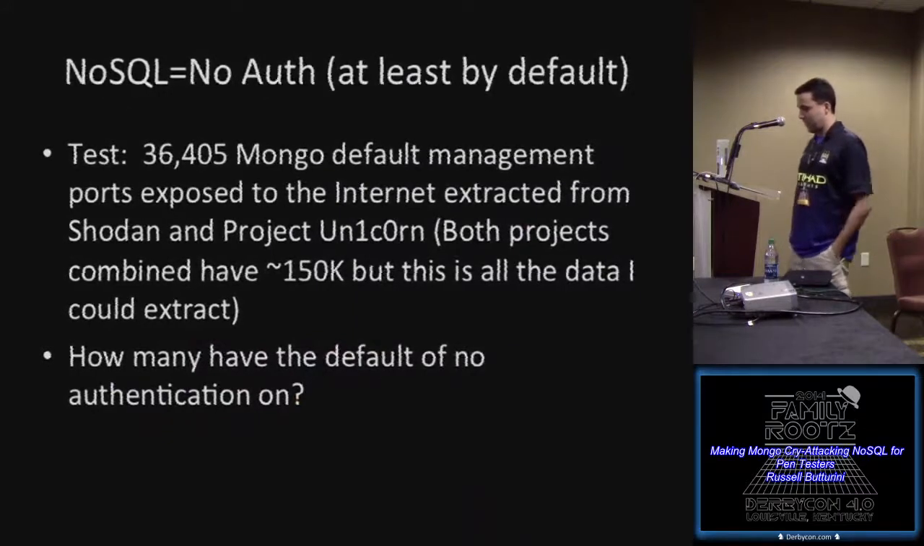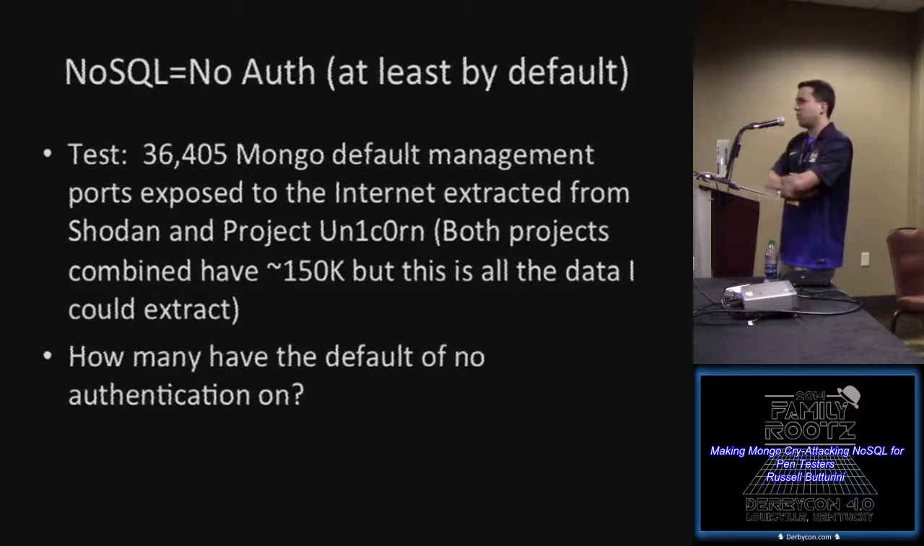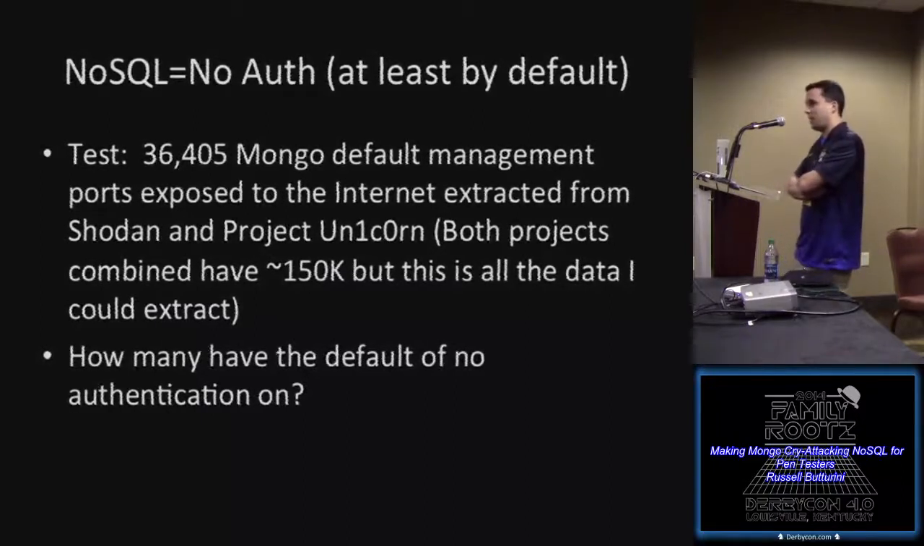So I did a little test. I did one back in February, and a more recent one before coming here. How many of you are familiar with Project Unicorn? A couple people. Project Unicorn was a project where they scraped the whole internet for anonymous NoSQL databases, unauthenticated MySQL access, and Heartbleed. They had a massive database. They didn't provide a way to actually extract the data. You could just query it. They had something like 102,000 MongoDB instances exposed to the internet with no authentication by default. And Shodan had about another 50,000, I think.